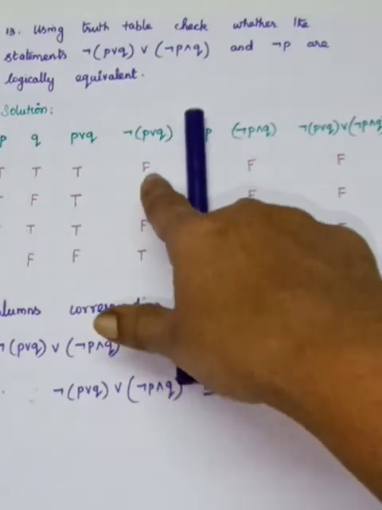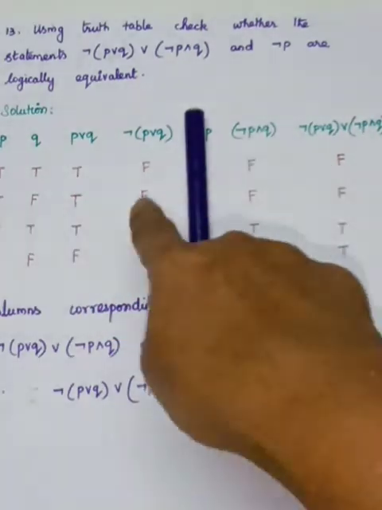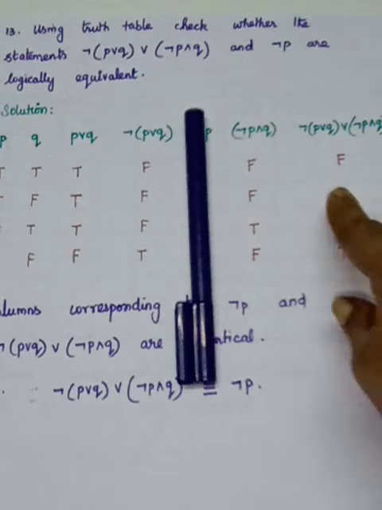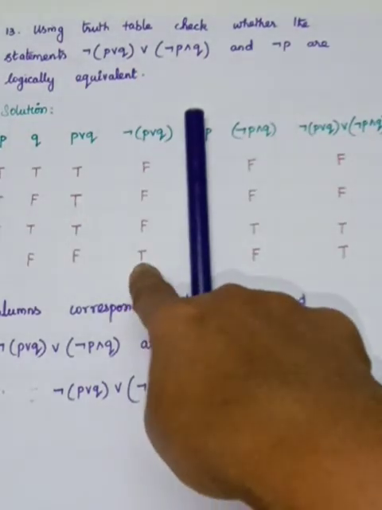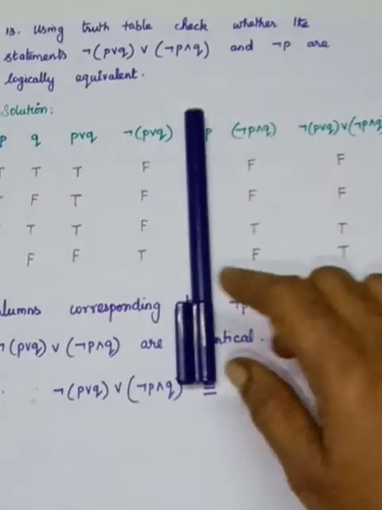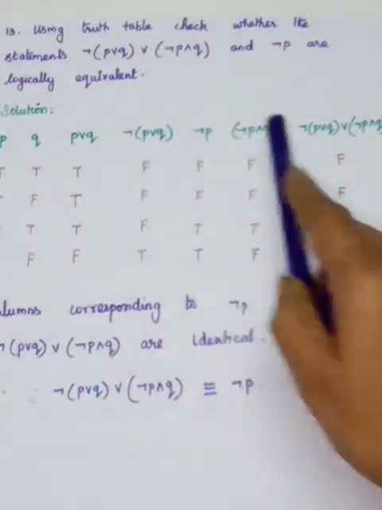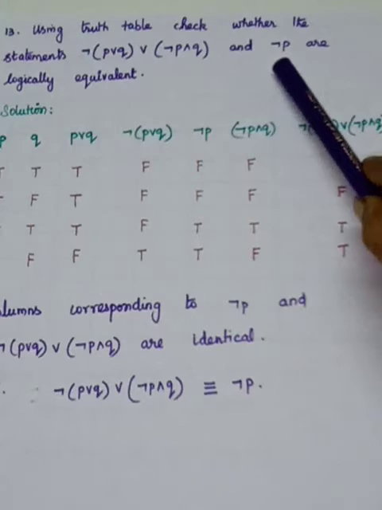So here you see that both are false, so it is false. Here also false, here false. Here this one is true, so it is true. Here the first one is true, so it is true. So which one do you have to consider? This statement, so this column and negation P.